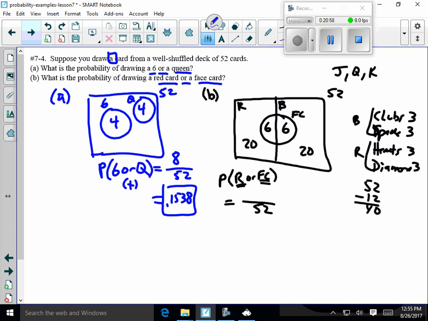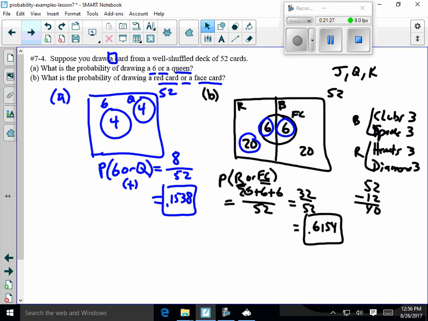So the red cards would be the 20 and the 6, and the face cards would be the 6 and the 6, but I've already counted this 6, so I'm not going to add it in again. But I will include the other 6 to get the non-red face cards. So that means on the top, we have 20 plus 6 plus 6. That turns out to be 32 out of the 52 cards, which is 0.6154. So if I draw a single card at random from a deck of 52 cards, there's about a 61%, 62% chance of getting either a red card or a face card.